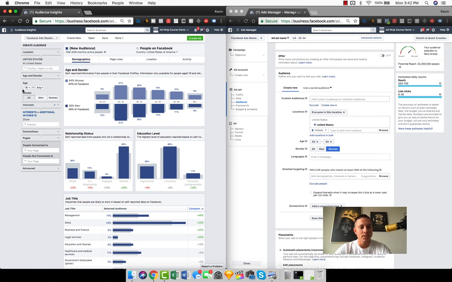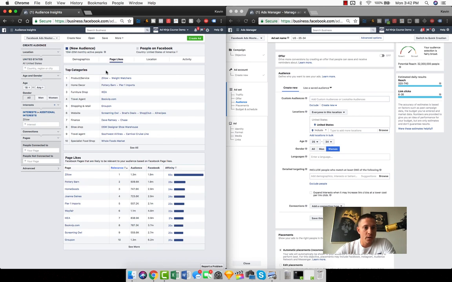So Zillow. Let's see what other things people who are interested in Zillow are also interested in. So if we come to page likes right here, we're going to see that people who are interested in Zillow are also interested in Weight Watchers, which is interesting. Pottery Barn, Pier 1. I don't know much about Pottery Barn or Pier 1, but this makes sense, right? People who are buying a new home or looking for a new home are interested in IKEA because they have to get furniture for it.